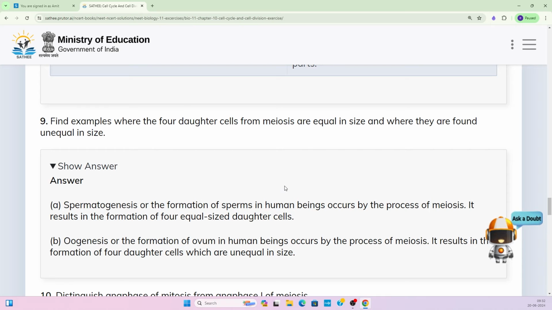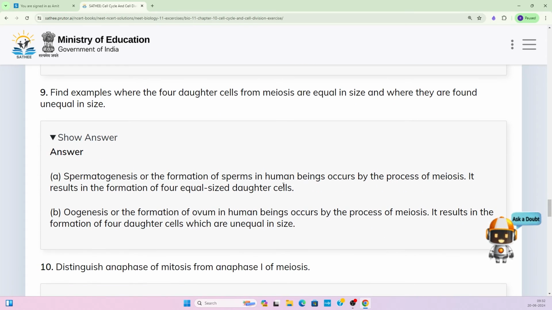Next question. Find examples where the four daughter cells from meiosis are equal in size and where they are found unequal in size. So sometimes, in the meiosis process, four cells are formed. Four daughter cells in meiosis can be equal in size, and at some points you see that they are unequal in size.